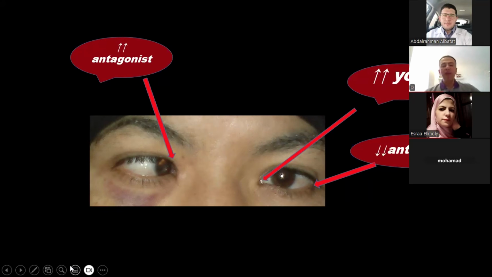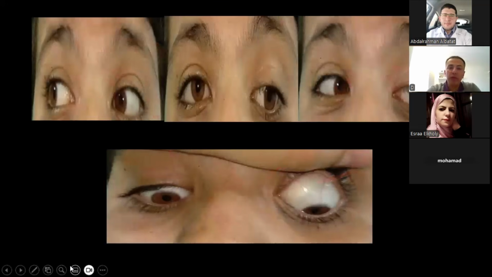So what if we didn't treat this patient? If it's left untreated for a long time, what will happen? Overaction of the direct antagonist may be translated into contracture or overaction. The other yoke muscle again will be overacting or may go for contracture. And the left lateral rectus will be much weaker and it may have prolonged weakness if you don't treat at the proper time. Again, if we translate this to vertical strabismus, it will be much more complicated.